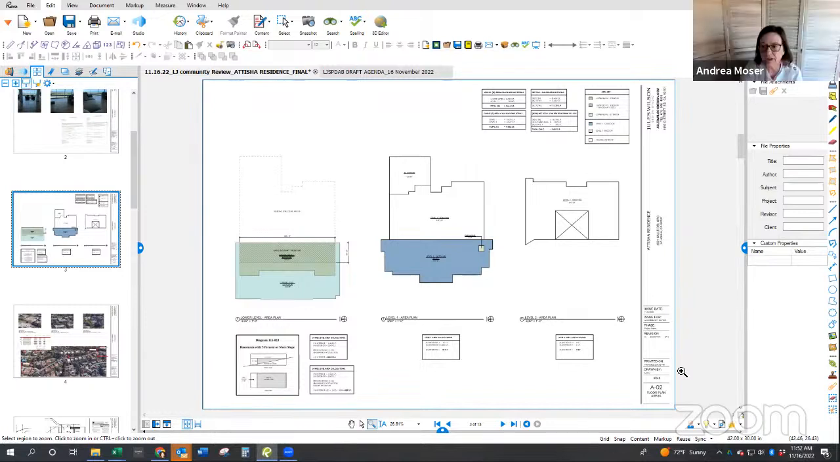Is that any better? Yes. I'm just hitting buttons here.